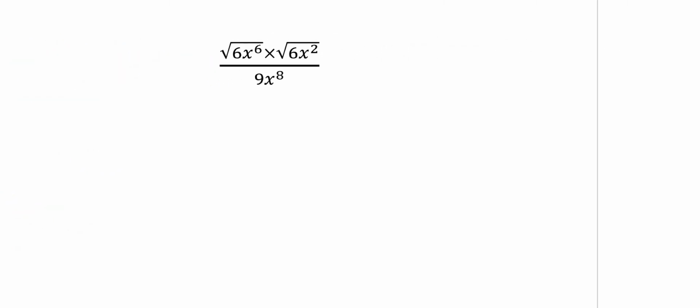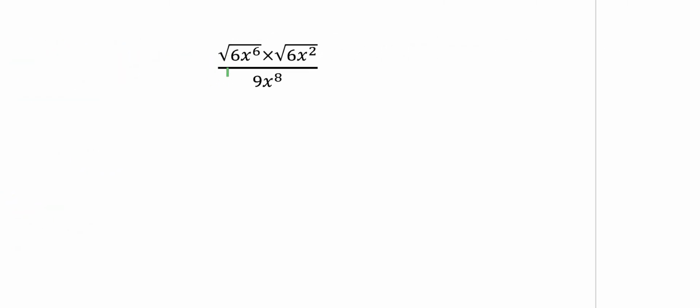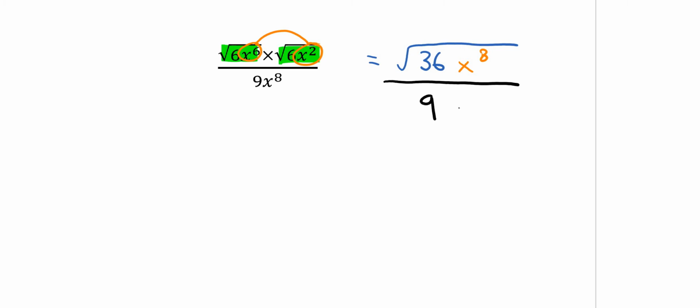Okay, let's move on here. We're almost done this video guide. So let's take care of the numerator first on this next one here. So if I take care of the numerator here, 6 times 6 is going to be 36. So root 36 there. And x to the power 6 times x to the power 2 is going to be x to the power of 8. Divided by 9x to the power of 8.